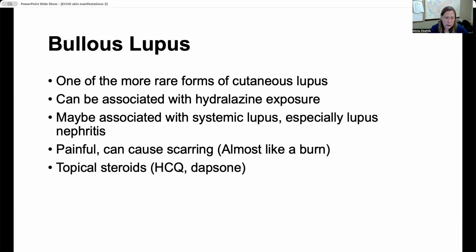And then for treatment, you can use topical and oral steroids, hydroxychloroquine, and dapsone. And she's actually doing much better.